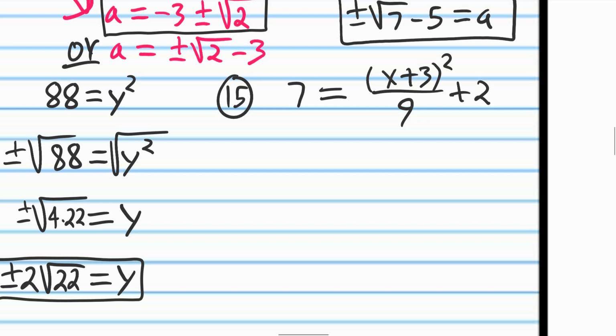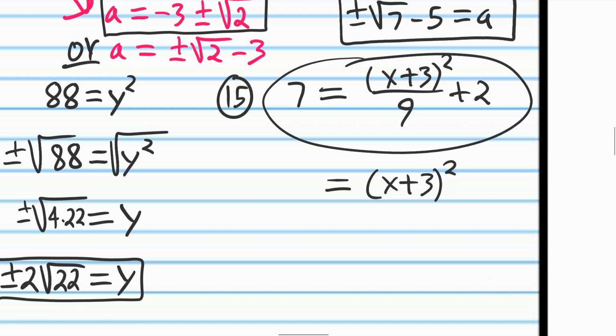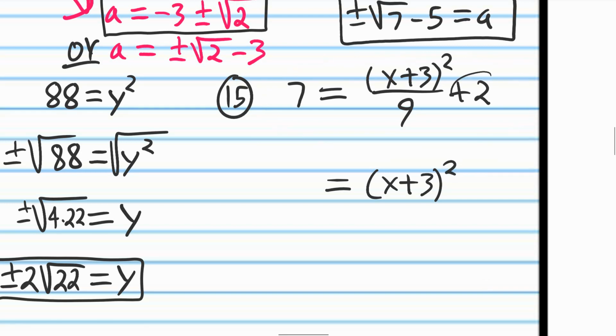So what we're going to do is we're going to isolate the square, and we're going to do 2 steps in our head to do that. So we're going to subtract 2 from both sides, and I'll get rid of the 2, and this will become a 5. And then we're going to multiply both sides by 9 to get rid of this, and 5 times 9 is 45. There you go.